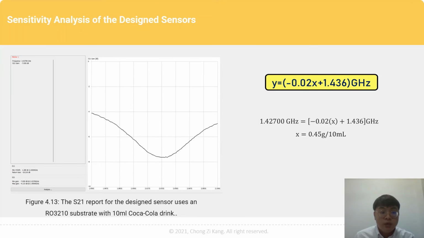Next, the resulting resonant frequency for the design sensor using the Rogers substrate is 1.427 GHz. With the resulting resonant frequency, the unknown concentration of glucose in the tested sample can be predicted using the equation above. Based on the calculated result, the concentration of glucose in the tested sample for the design sensor using the Rogers substrate is 0.45 gram per 10 milliliter.